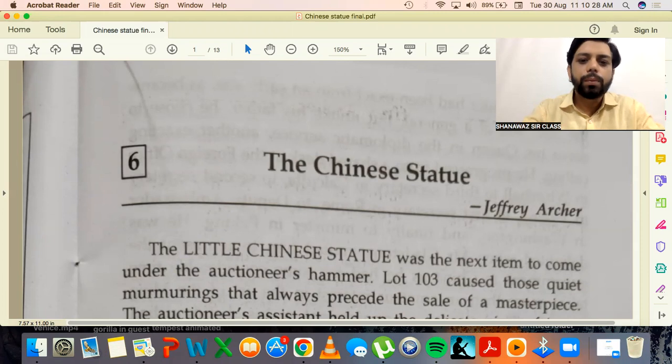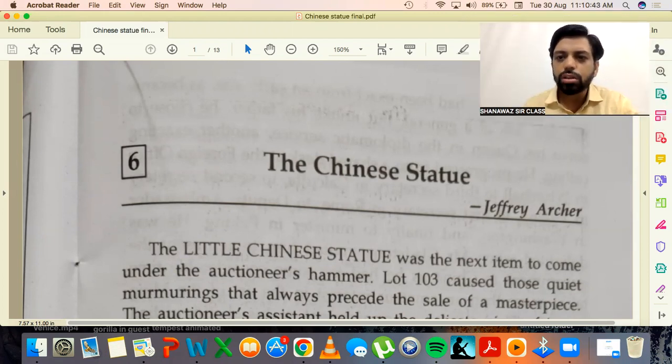The Chinese statue is a story about how people take on from generation to generation something that they think is very significant, but it is not. So here the story begins in an auction house, where things are auctioned.